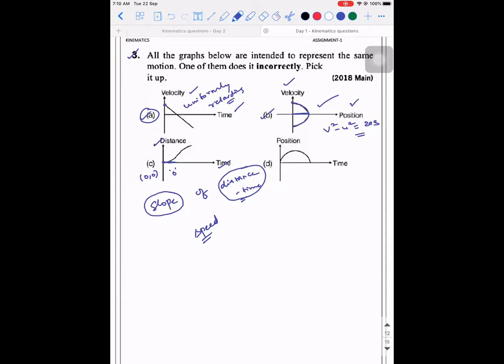For example, if you see the fourth one also, if you draw a tangent here, theta, tan theta is non-zero. Tan theta is slope, no. Tan theta is a non-zero value. Means here also the velocity is non-zero. Which velocity? The initial velocity. So this is the only scenario where the initial velocity is 0. So what is the answer? It is C.